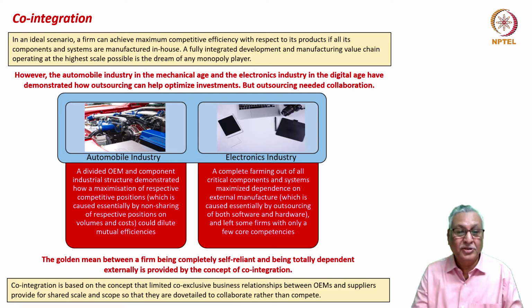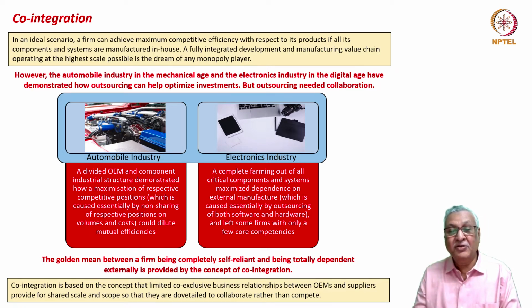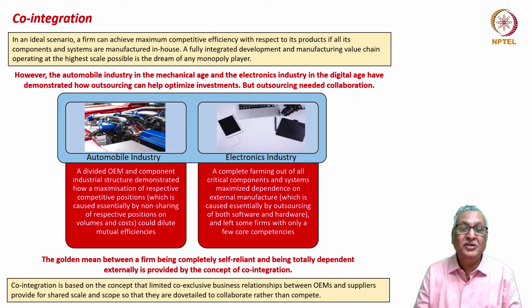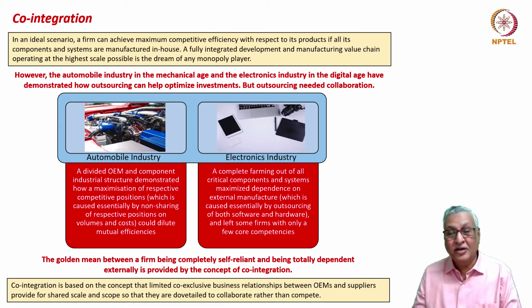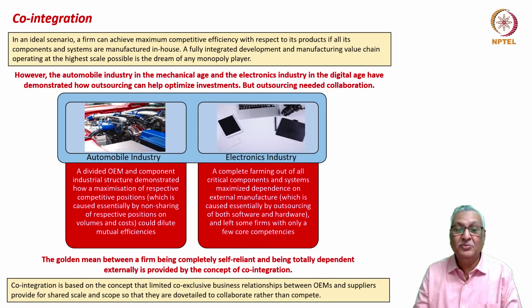A divided original equipment manufacturing and component industrial structure demonstrated how a maximization of respective competitive positions, which is caused essentially by non-sharing of respective positions on volumes and costs, could dilute mutual efficiencies. That is, component industry evolved independent of the automobile industry, although the components are made to the specifications of the end product manufacturer, or at times the end product manufacturer adjusts the product specifications to meet the component specifications. By and large, these have evolved as two different streams. As a result, the mutual synergy has not been achieved to the extent it should have been achieved.